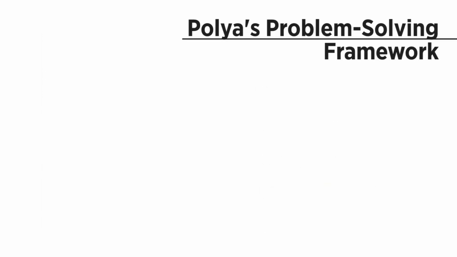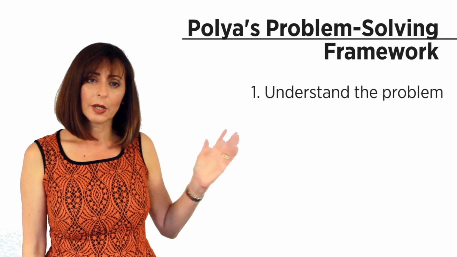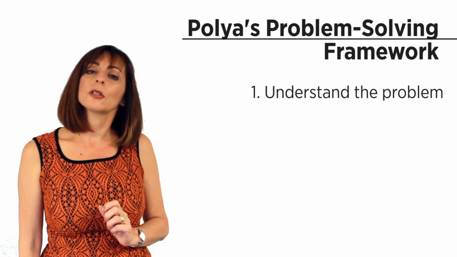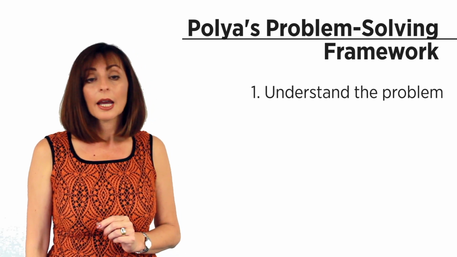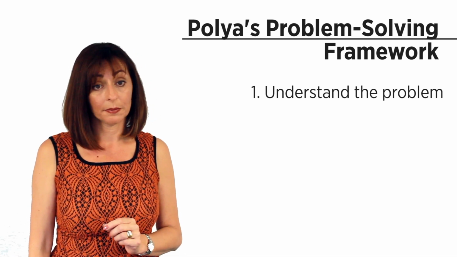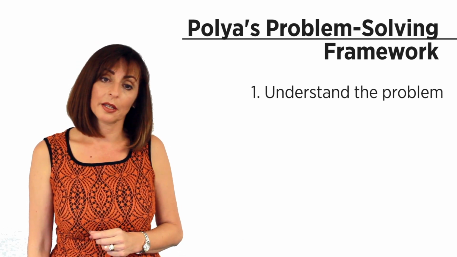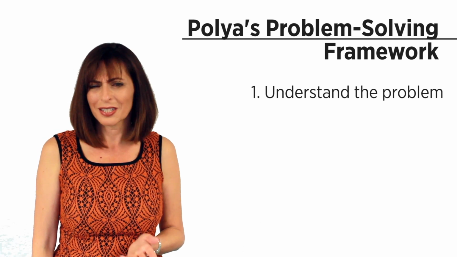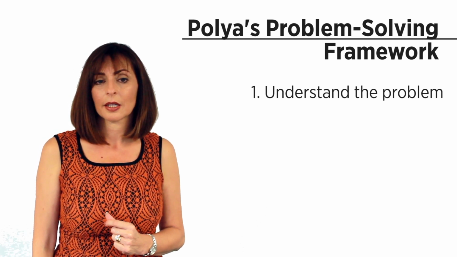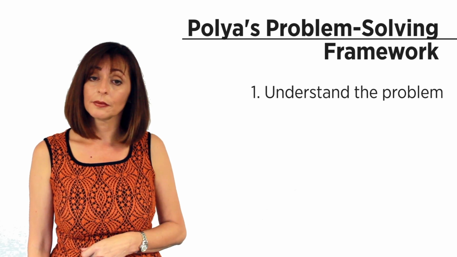Step 1 is understand the problem. During this step, encourage students to understand what the problem is asking them to find or show. Have students paraphrase the problem and perhaps draw a diagram or picture to help them understand the problem. Is there enough information to find a solution, or is there too much information? Do students understand all of the words in the problem?